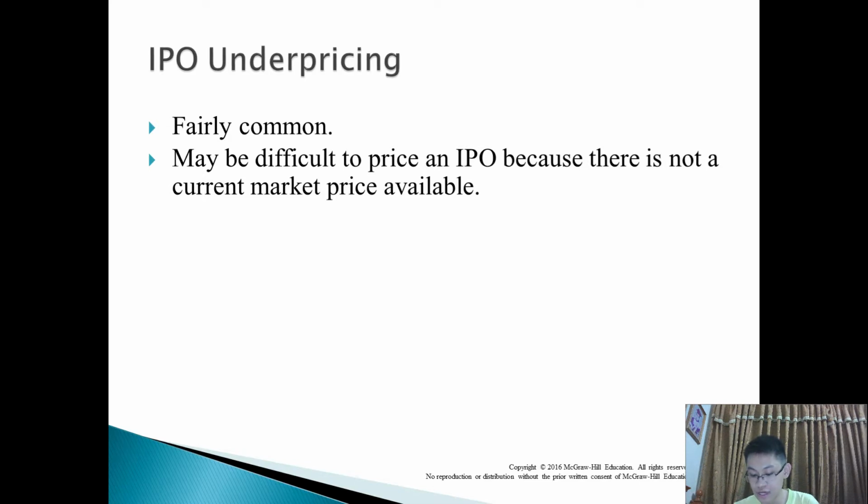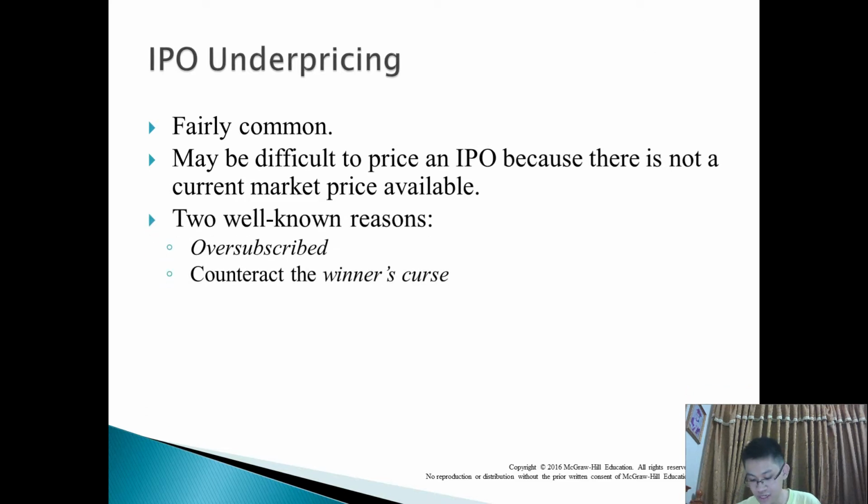It helps new shareholders earn a high return on the shares that they buy. However, the existing shareholders of issuing firms are not helped by underpricing. There are several explanations for underpricing. The first explanation begins with the observation that when the price of a new issue is too low, the issue is often oversubscribed. This means investors will not be able to buy all the shares they want, and the underwriter will allocate the shares among the investors. The second reason is to counteract the phenomenon known as the winner's curse.